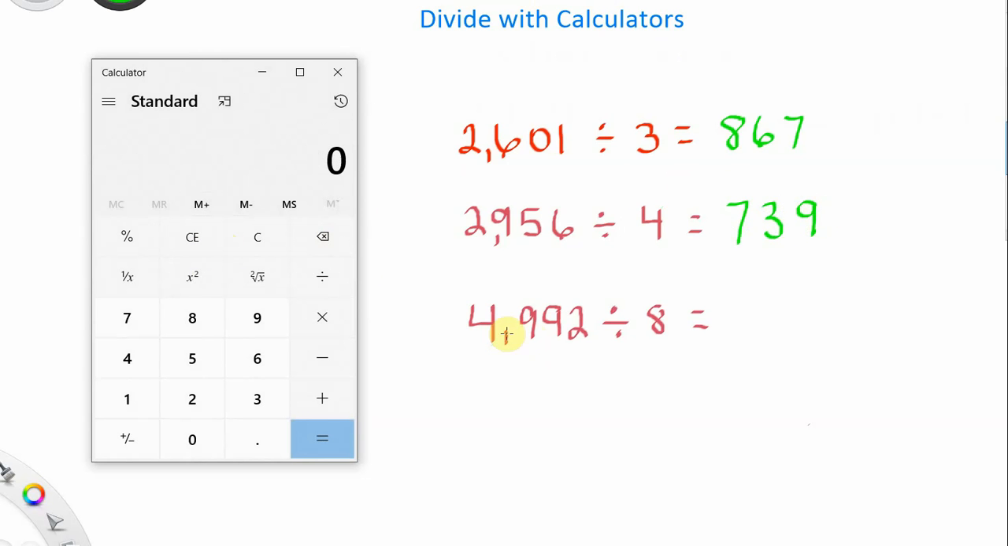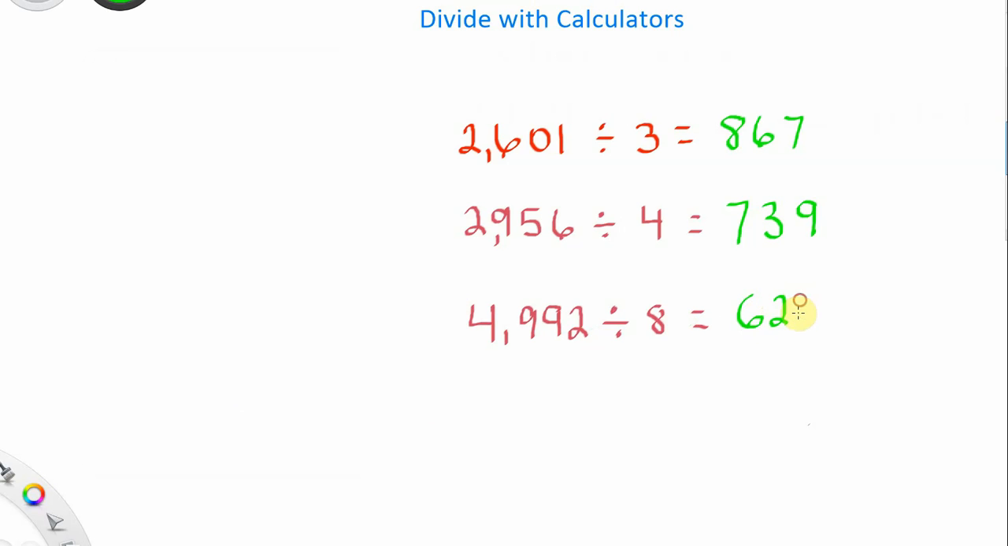And the last question we have is 4,992 divided by 8. So again, 4,992 divided by 8, hit my equal sign, 624. All right, so you'll notice on these 3 examples that I gave you, there are no remainders.